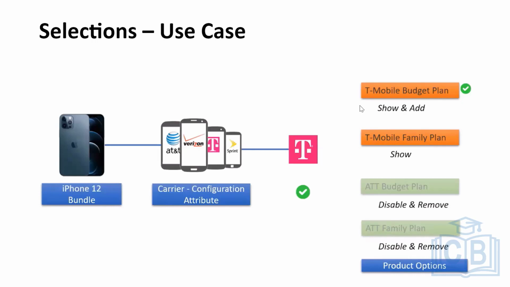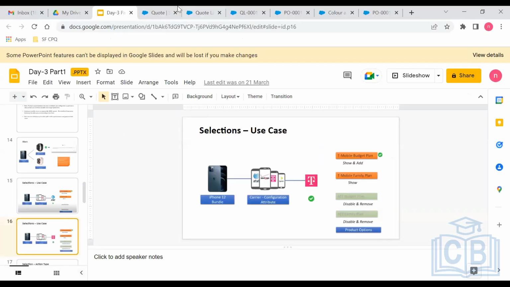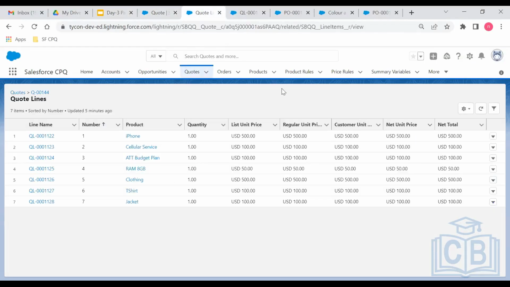What we are doing is just showing two products and disabling two products, which belong to the AT&T picklist. So if the AT&T picklist value is selected, then these two products will be activated and these two will be hidden. Based on the selection of the value in the attribute, you can make your product visible or hidden to avoid wrong selection by the sales representative. So let's go to the org and see how we can achieve this scenario.